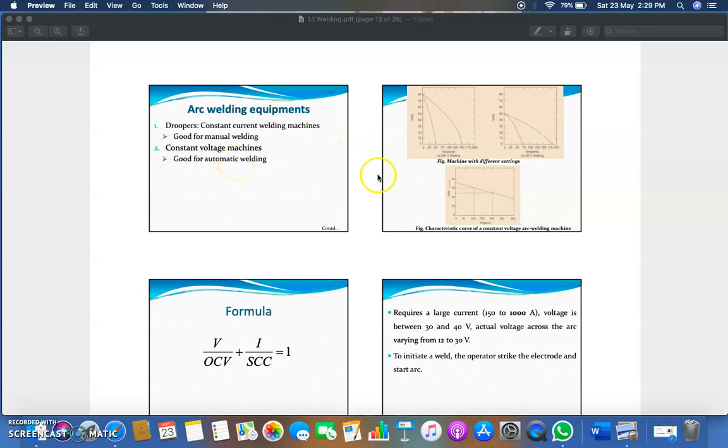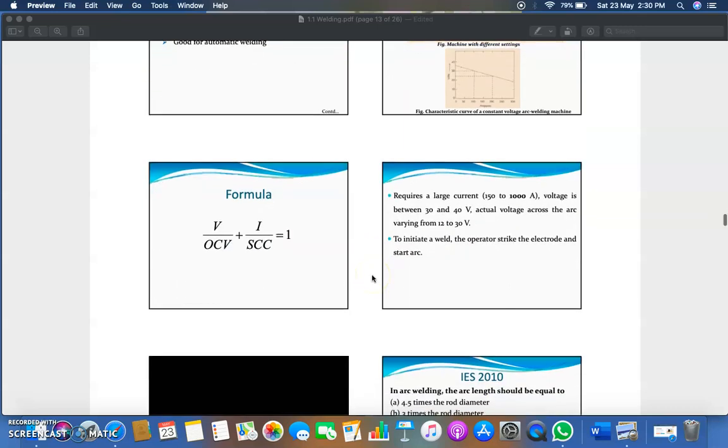Okay, now machines with different settings, like this is your 80 volt setting, this is your 50 volt setting. On the y-axis, as you can see, this is voltage. On the x-axis they have mentioned the amperes or current. So this is your 80 volt setting and 50 volt. In this way you can follow which kind of curve it is following when your voltage is increasing with respect to the ampere.